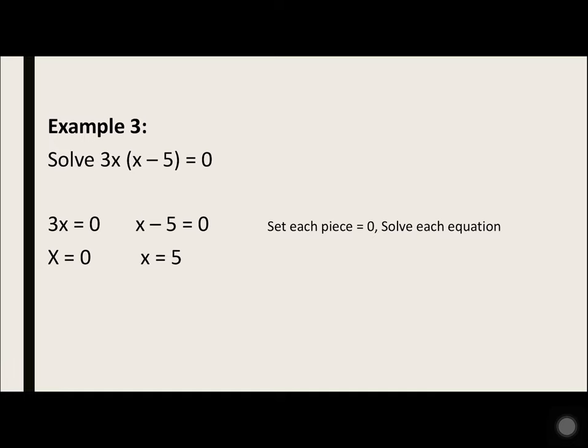Example 3. Solve 3x times (x minus 5) equals 0. This is still multiplication because we have 3x times x minus 5. We're not going to multiply it out because we're trying to solve for x. So either the 3x equals 0 or the x minus 5 equals 0. The only way to multiply and equal 0 is if one of them is. So 3x equals 0, divide by 3, you get 0. X minus 5 equals 0, add 5, you get 5. X equals 0, x equals 5.